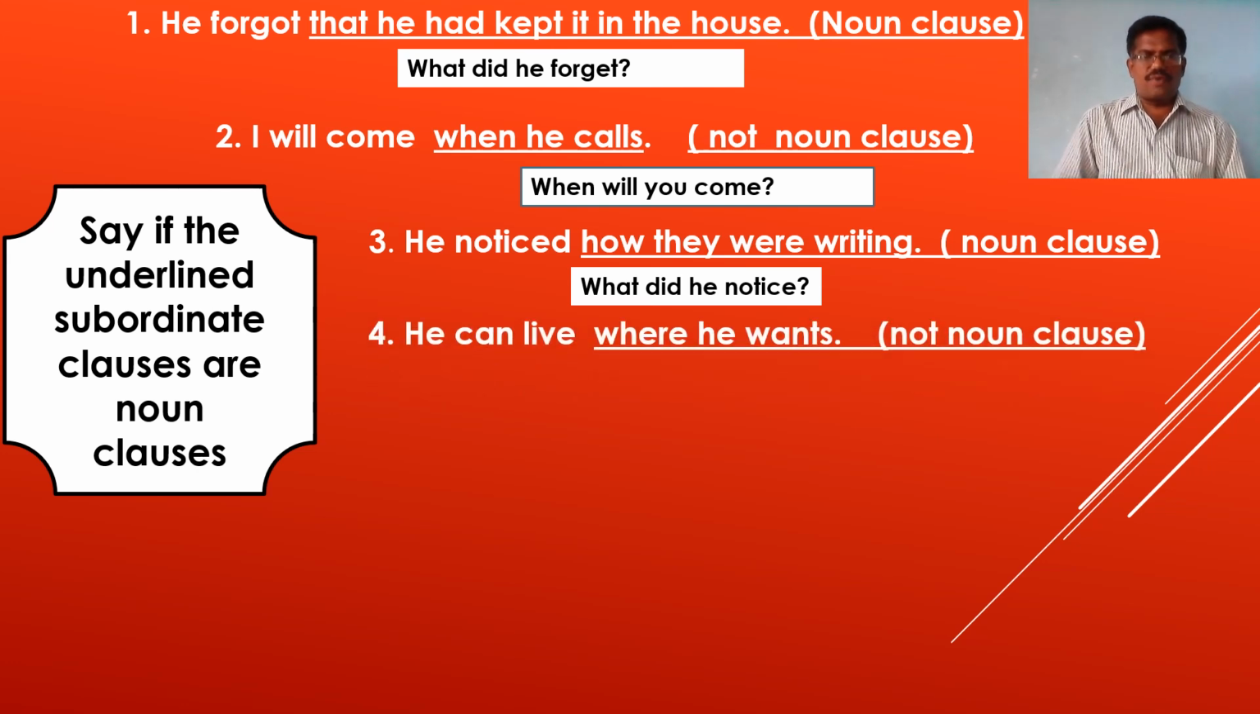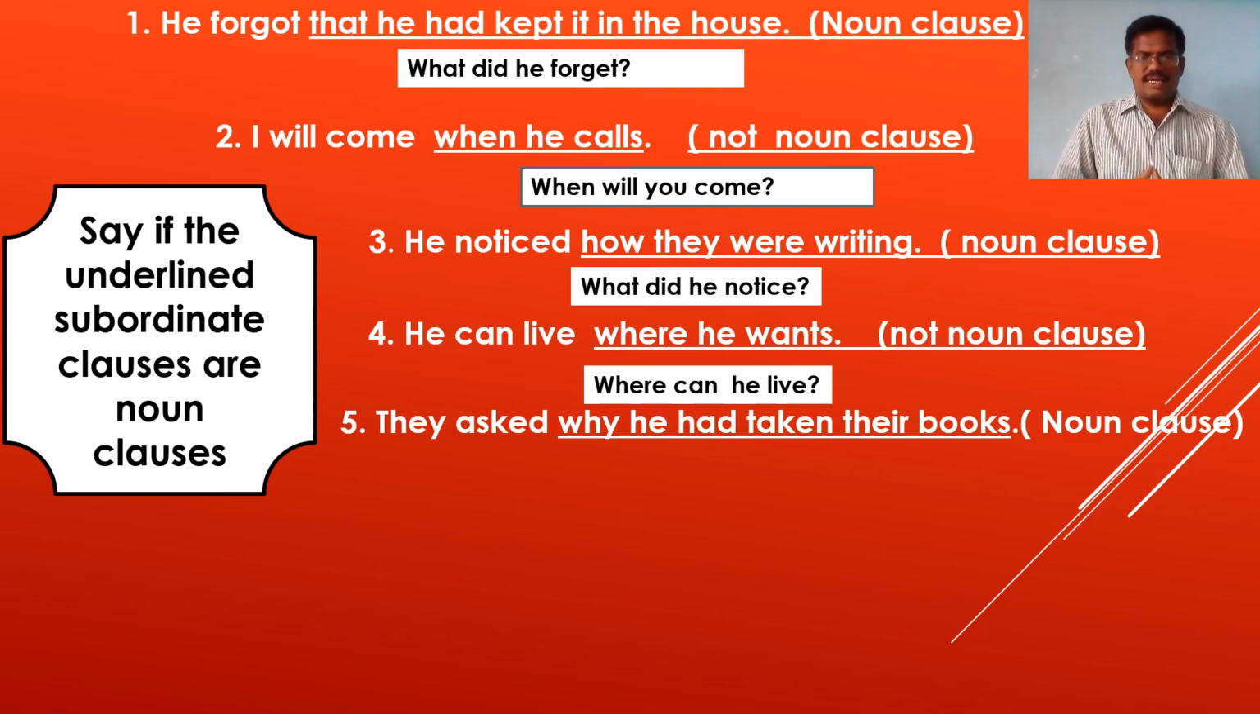And example number 4. Here the underlined part, where he wants, is not a noun clause because it doesn't answer the question word what. Here it answers the question word where. So whenever you put the question where can he live, then the answer will be where he wants. So the underlined part here doesn't answer the question word what. So it is not a noun clause.